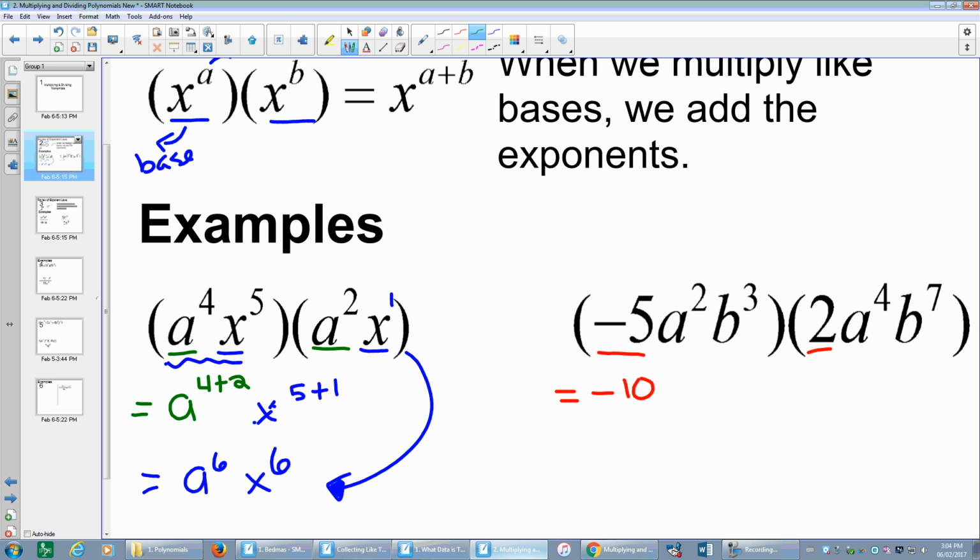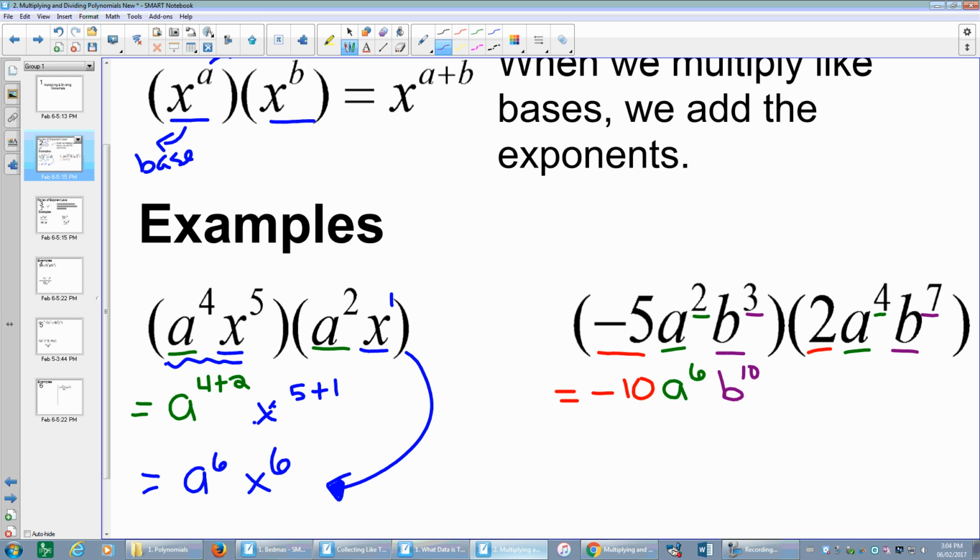Then I look at my bases. I have an a here and an a here. So what will I write? Well, I know I'm going to have an a, and then I can write 2, because that's to the exponent 2, and the exponent 4. So 2 plus 4 gives me 6. I then look at my b's. I have a base b, so I know I'm going to have some b's, and I take 3 plus 7. Well, I can do that math. 3 plus 7 gives me 10. And that's my final answer.